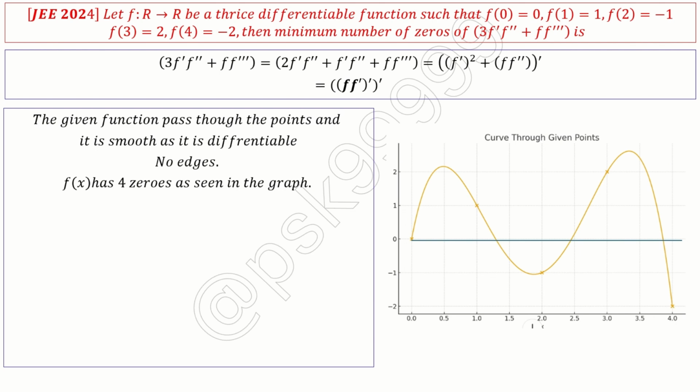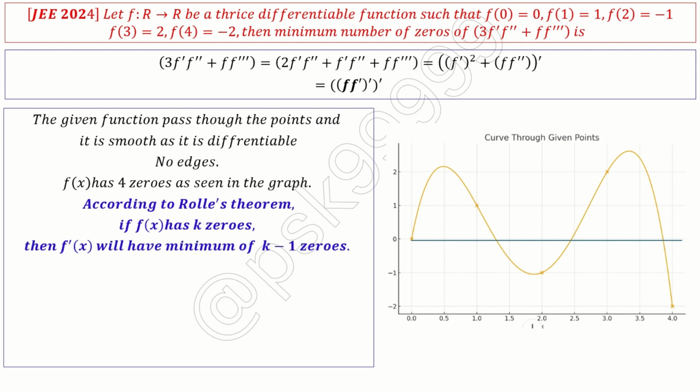This f of x, if it is a polynomial or whatever function you take, will have a minimum of 4 zeros. And then according to Rolle's theorem, if f of x has k zeros, f dash x can have a minimum of k minus 1 zeros. So f dash x can have a minimum of 3 zeros, correct? Now what we need is f into f dash. Let's consider f is a polynomial with 4 zeros, f dash is a polynomial with 3 zeros. If I multiply both of them, I'll get 3 plus 4, 7 zeros. So a minimum of 7 zeros I will have.